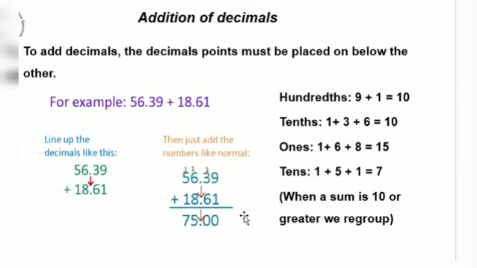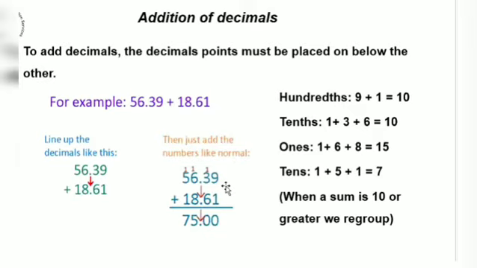Now add these numbers like we add normal numbers, or whole numbers. 9 plus 1 is 10. 0 will be written here and 1 will be carried, because you need to regroup it. 1 plus 3 plus 6 is 10. 0 will be written here and 1 will be carried. Then 1 plus 6 plus 8 is 15, so 5 will be written here and 1 will be carried. Then 5 plus 1 plus 1 is equal to 7. So when you add these two numbers, the answer will be 75.00.